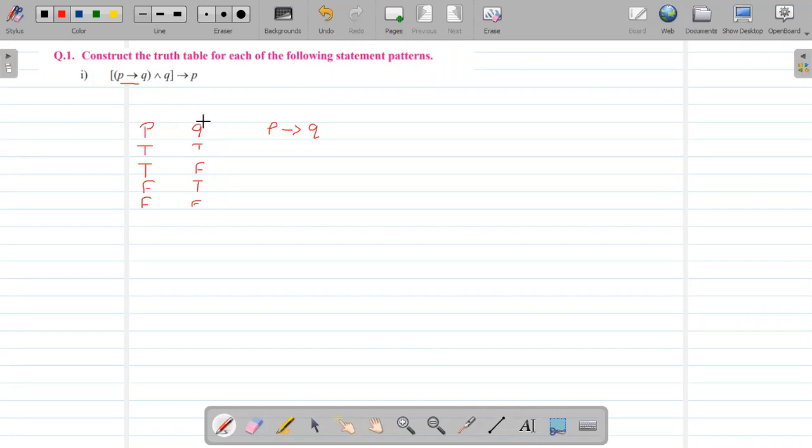Okay, since it is P implies Q, the order would be in the normal way. So true, true, true; true, false, false. If the first condition is true and the second one is false, then it is always false in the case of implication. False, true, true. True. Okay. And what about false, false? True. Very good. Okay. Now the entire square bracket we are going to solve. So P implies Q and Q.